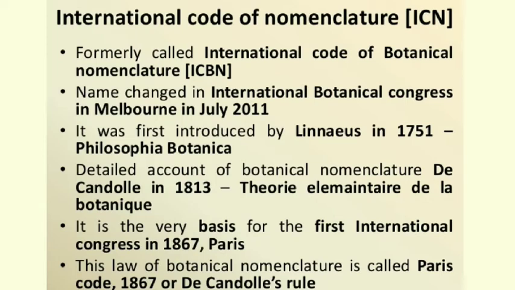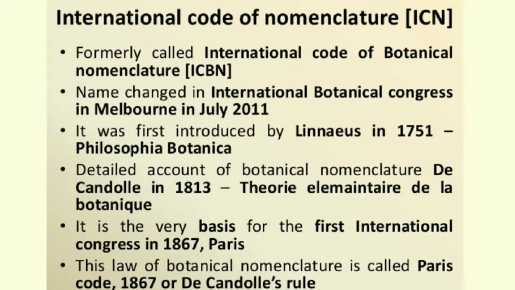Okay. For that, there is a committee which is called the International Code of Nomenclature, ICN, formerly called the International Code of Botanical Nomenclature, ICBN. It was called ICBN, now it is ICN. The name was changed at the International Botanical Congress in Melbourne in July 2011. Okay, and it was first introduced by Linnaeus in 1751 in his book Philosophia Botanica.